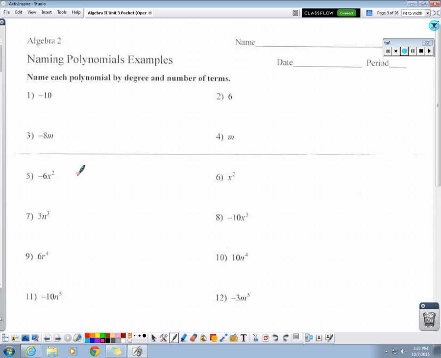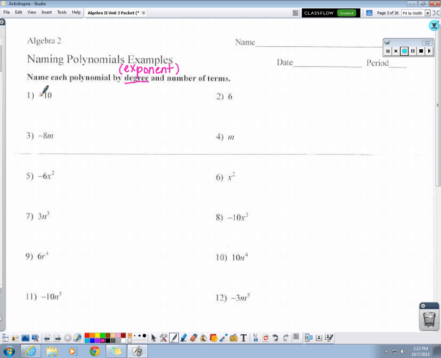Every single problem on this page is a polynomial. But because of certain characteristics, they can be named more specifically. First, by their degree. Degree has to do with its highest exponent. The degree of the polynomial is determined by the highest exponent. So let's look at number 1. Does it have an exponent? No, you will not have an exponent if you do not have a variable.